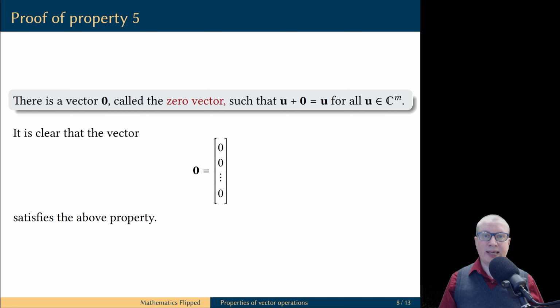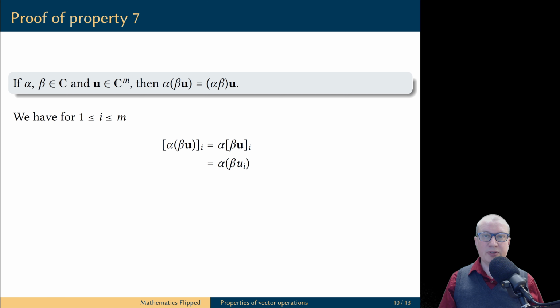By the definition of the operation of scalar multiplication, this component is equal to scalar alpha times the ith component of the vector beta u. But the vector beta u is a scalar multiple, so let's use the definition of the scalar multiplication one more time. The ith component of the vector beta u is beta times the ith component of u, and therefore our ith component can be written as alpha times beta u_i.